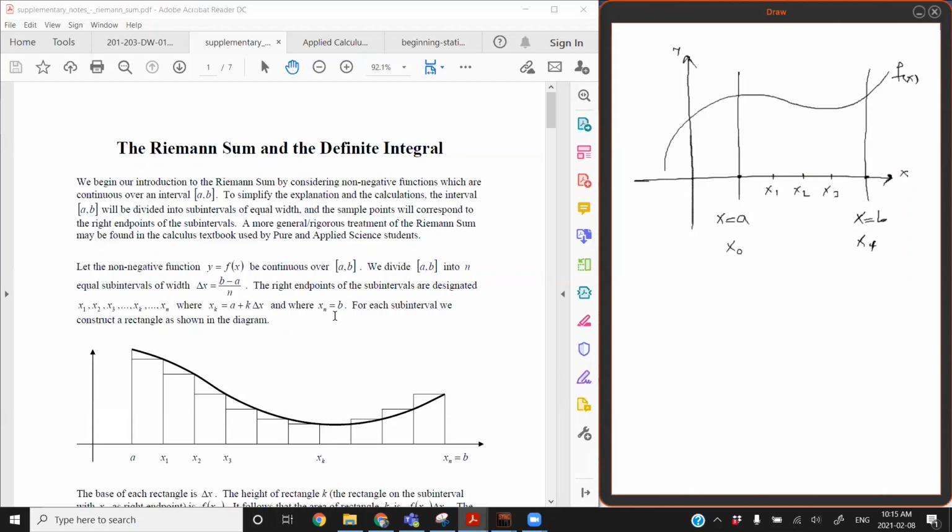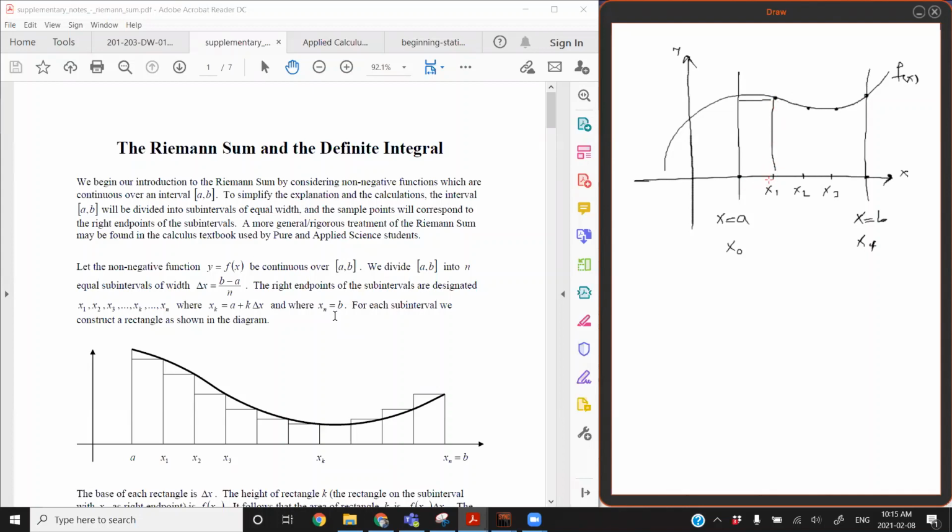So the next thing that we can do is we can find f of x1, which is going to be here, f of x2, which is going to be here, f of x3, which is going to be here, and finally f of x4, which is going to be here. Then we can create a rectangle like this. And this rectangle is going to have a base that is of this size and a height that is of size f of x1.